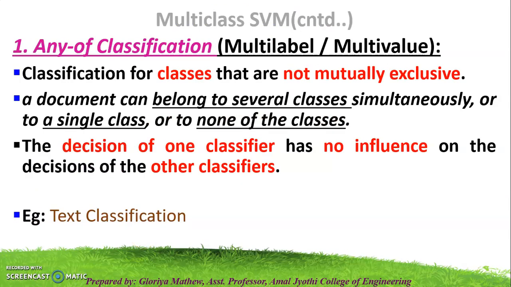First one, any-of classification. The any-of classification is also known as multi-label or multi-value classification. Classification for classes that are not mutually exclusive is known as any-of classification. For example, a document can belong to several classes simultaneously, or to a single class, or to none of the classes. The decision of one classifier has no influence on the decision of the other classifiers in any-of classification. For example, text classification.